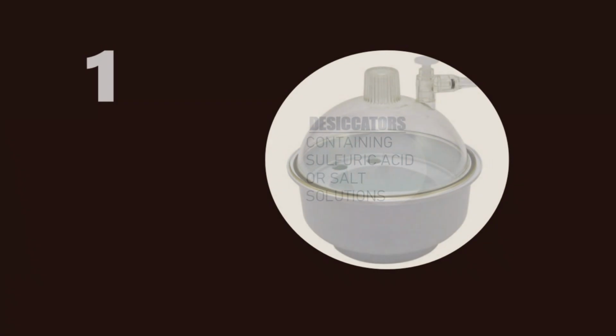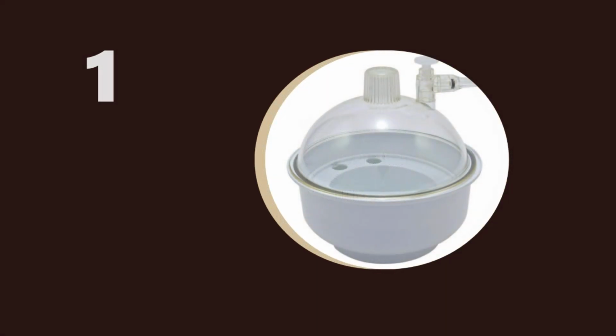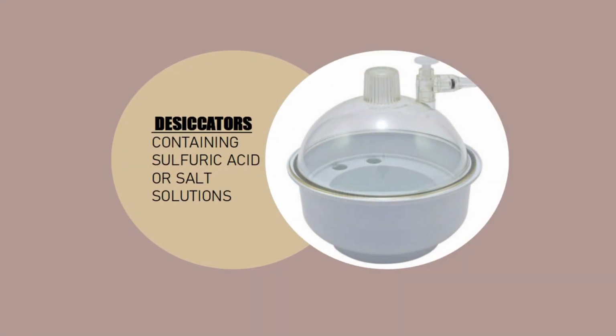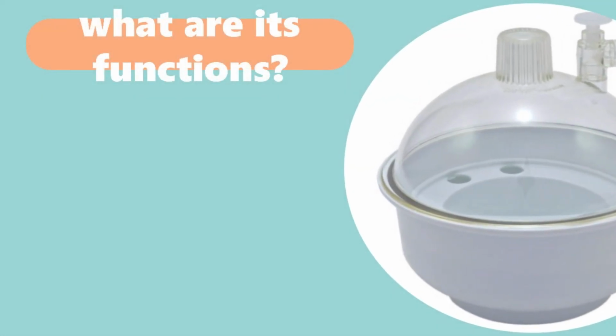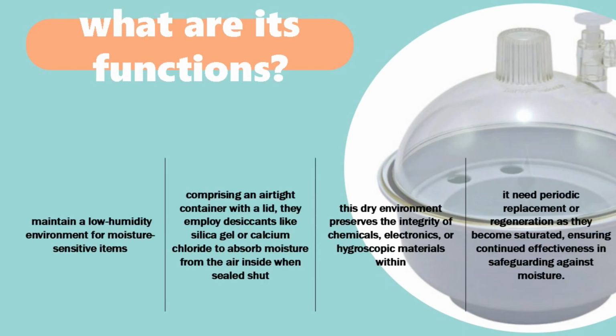Now, let's proceed to the four methods of measuring water activity. First, the desiccator. This equipment contains sulfuric acid or salt solutions. What are its functions? Maintain a low humidity environment for moisture-sensitive items such as fruits and vegetables. Comprising an airtight container with a lid, they employ desiccants like silica gel or calcium chloride to absorb moisture from the air inside when sealed shut.